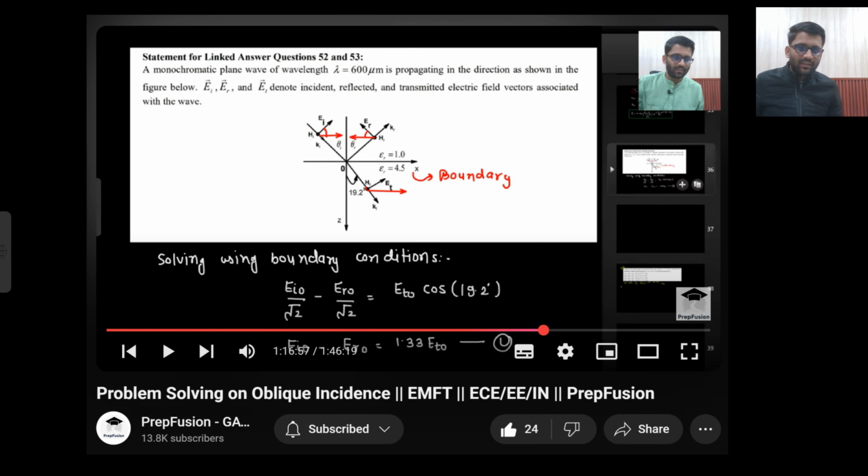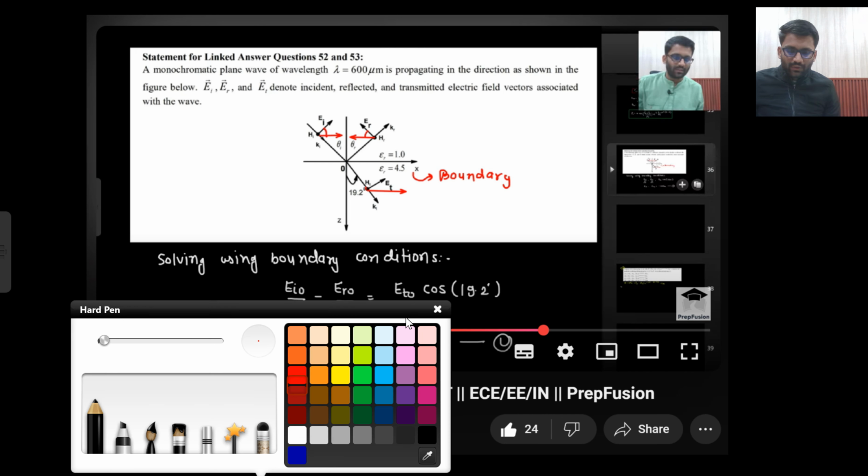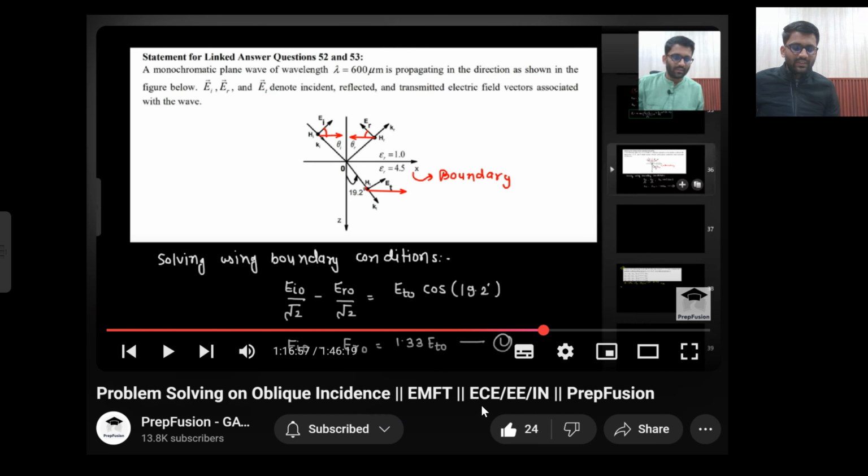Now the second way could be using the boundary condition. For that you can go to the video, Problem Solving on Oblique Incident, EMFT, PrepFusion. You can type this and go to it. Here I am proving this same question using the boundary condition as well. In this video I am not going to prove it because I have already done it. Here I am not going to apply any formula. By going by the pure concept of boundary condition, we are proving it. So you can watch that in this particular video.